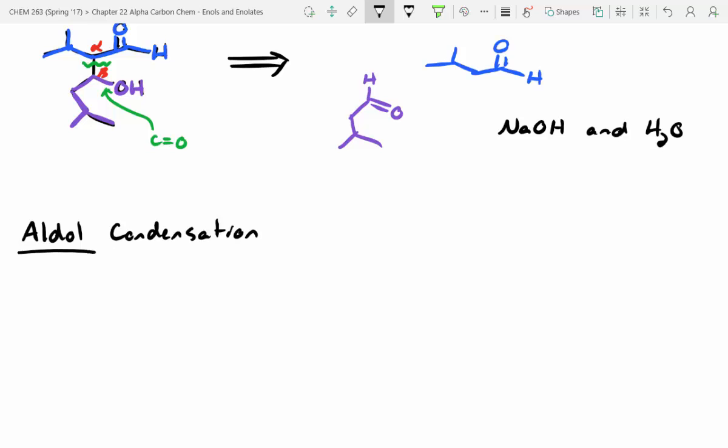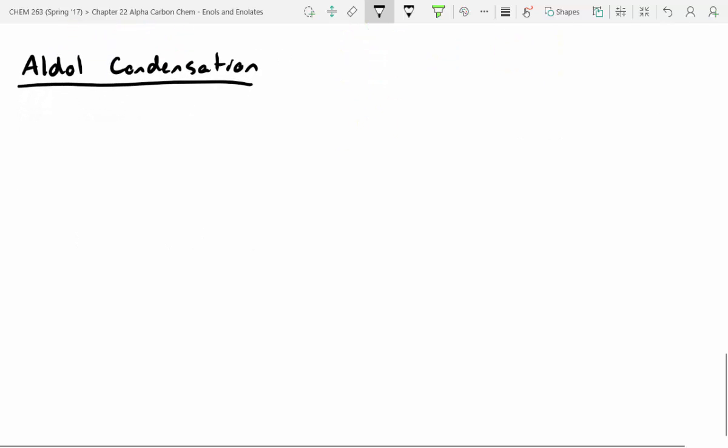In general, what does condensation mean? Condensing water. Yeah, water is coming off, right? Okay, so in this reaction, we're going to drive off water as one of our steps. So let's take a look at our simple example that we had before, and then try to explain why.